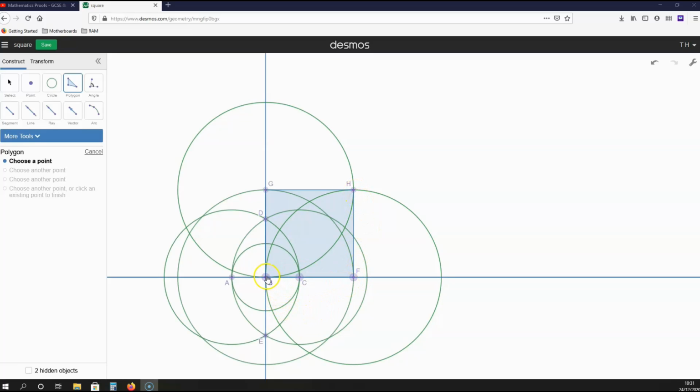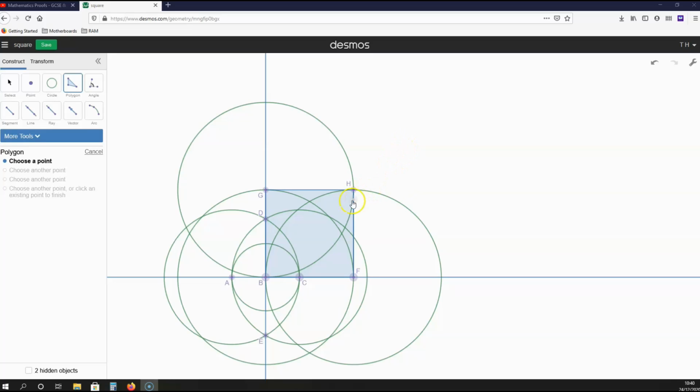Now it turns out that B to G is the radius of this circle over here. But that is also the case for G to H over here. So B to G is equivalent to G to H. And if that is true, all of these sides are equivalent in length. Okay? So we have a perfect square.